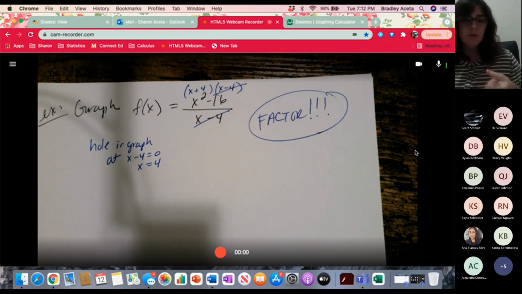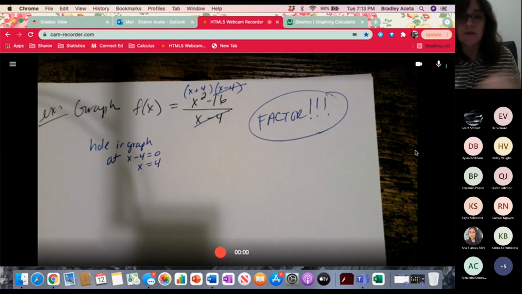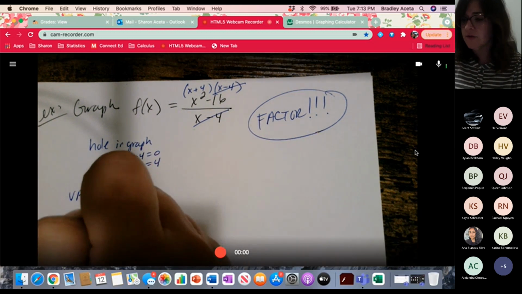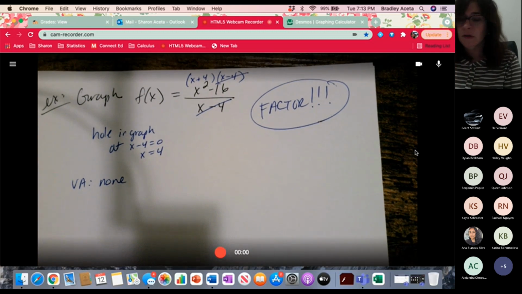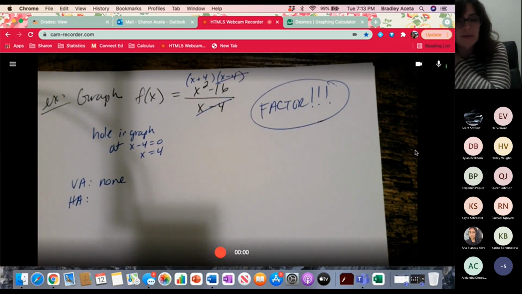Now, what just also happened was, notice something. I don't have a vertical asymptote anymore. I don't have anything in the bottom now. They crossed off. I have a 1, it's over 1. Everything's over 1. I don't have a factor left in the bottom, so I have no vertical asymptote. What about the horizontal asymptote? Well, it crossed off, so I don't really even have a horizontal asymptote.